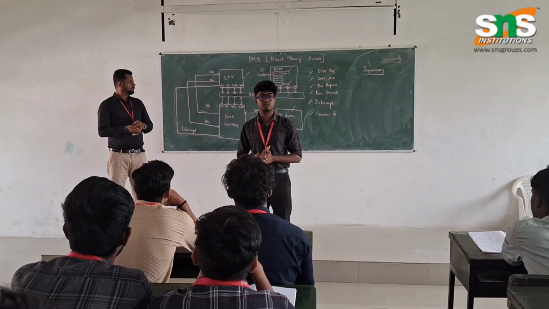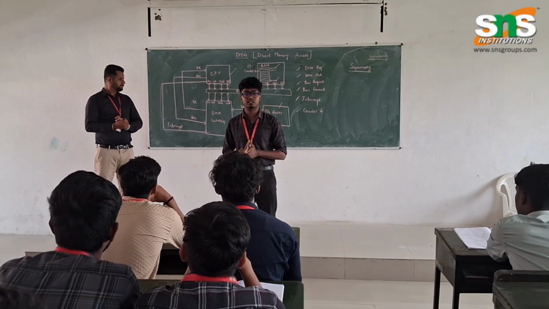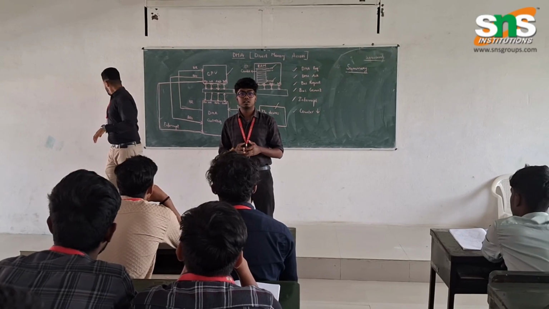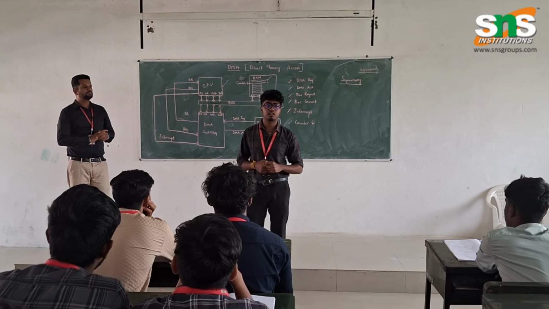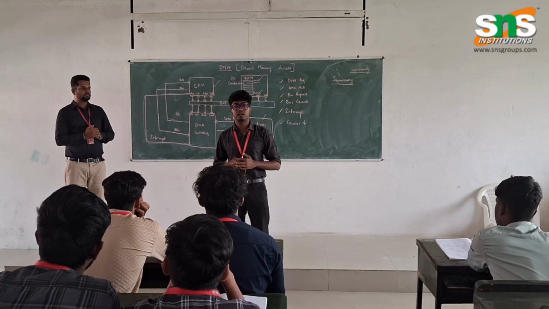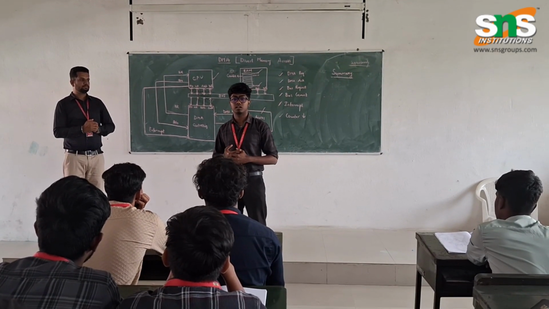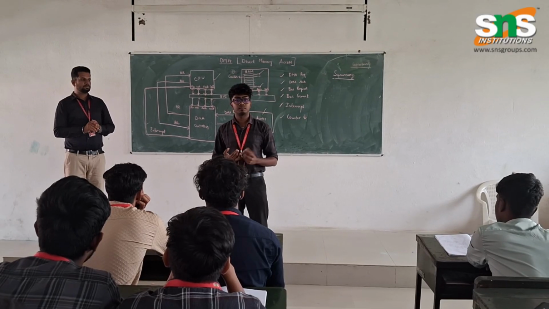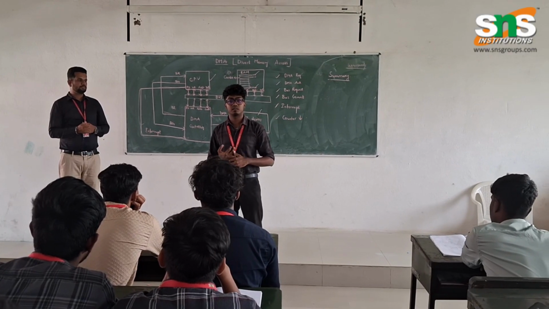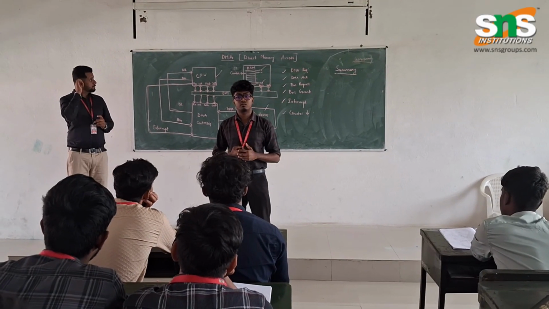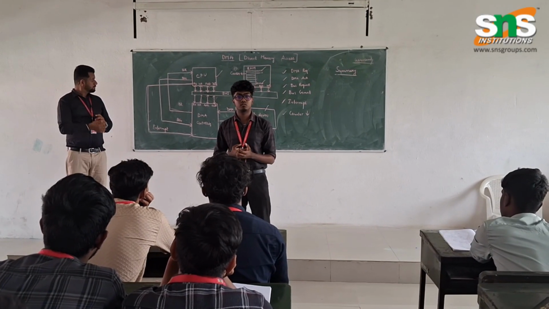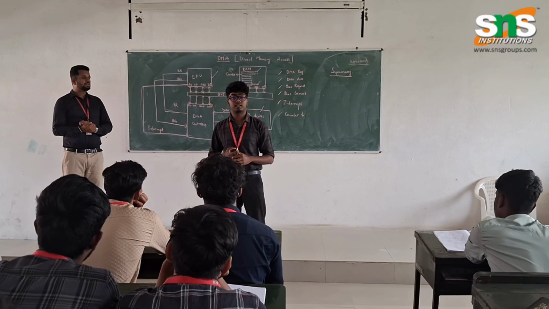So we saw about memory. Memory is a storage device. The types of memory are primary memory, secondary memory, and cache memory. In primary memory we have RAM, and in RAM we have DRAM, dynamic RAM, and static RAM. We have cache memory. And in primary memory we have read-only memory. In read-only memory we have PROM, programmable ROM, and EEPROM, electrically erasable.